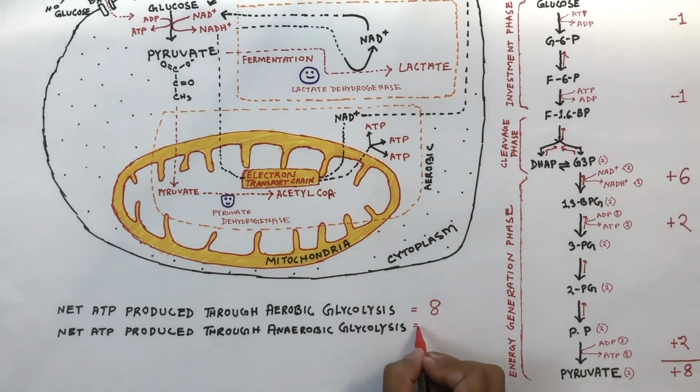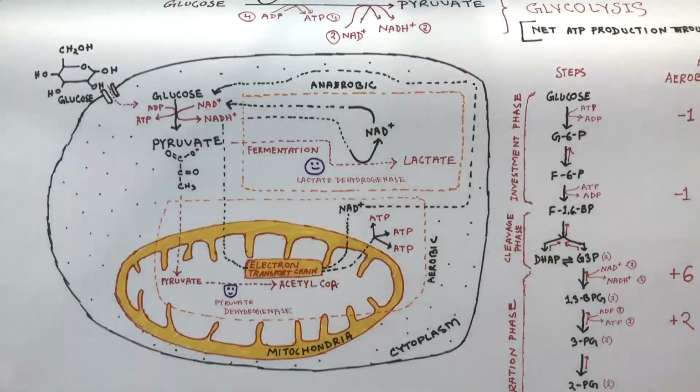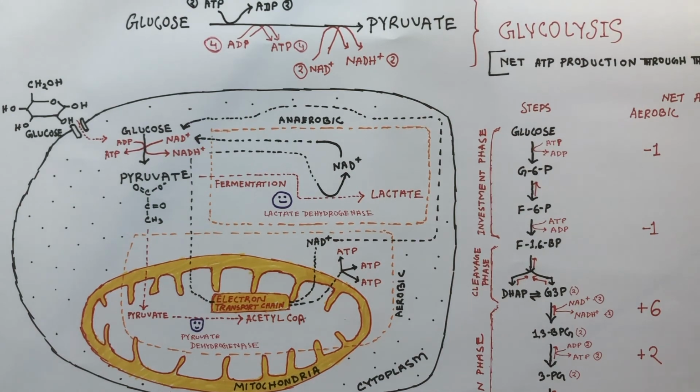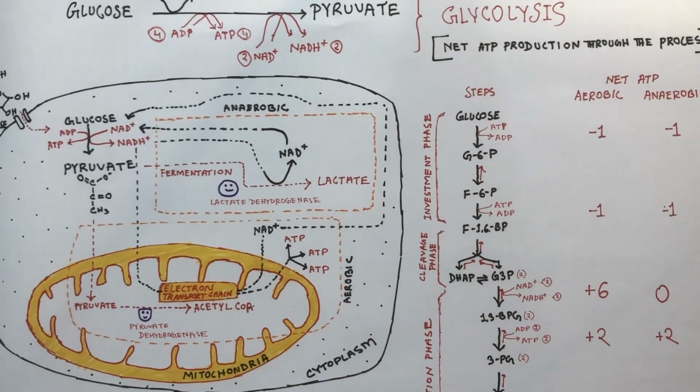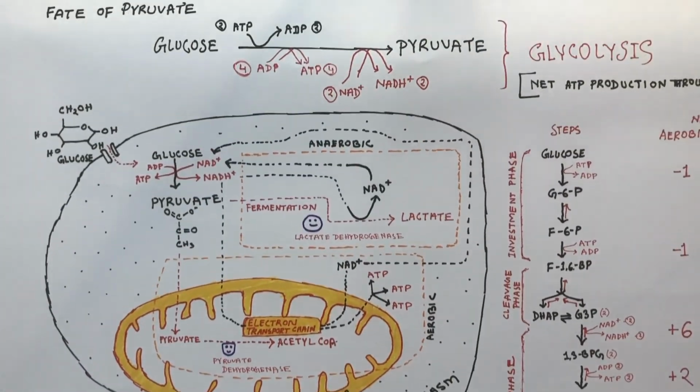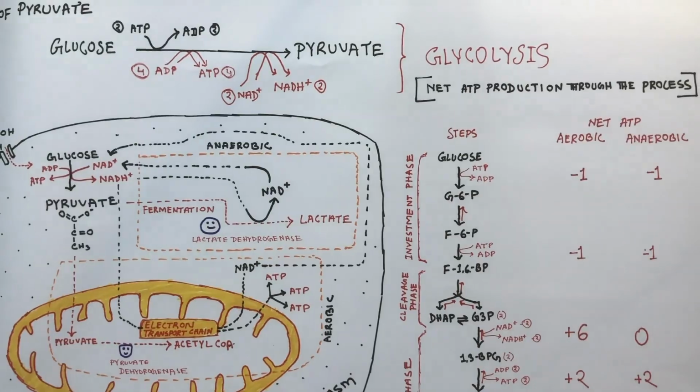Alright, I hope by now you understand how glycolysis occurs and what are the numbers of ATP produced through this process. Now you should know about its regulation, how the glycolysis inside our body is regulated, when to make the process faster and when to make it slower.